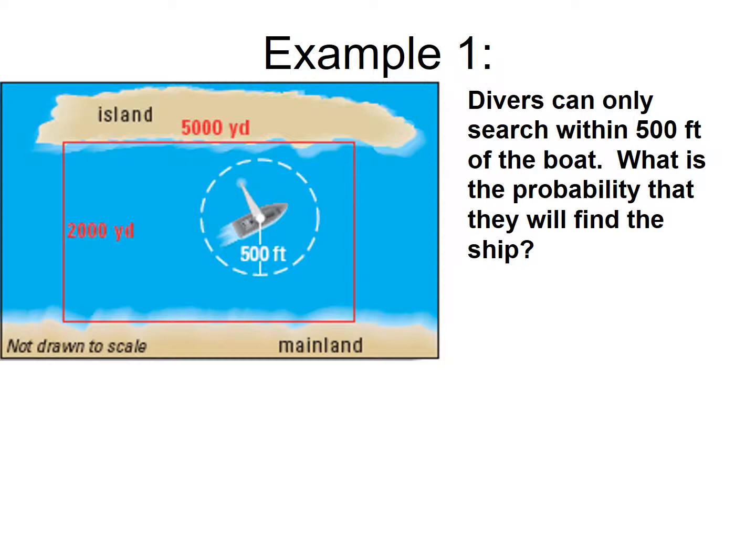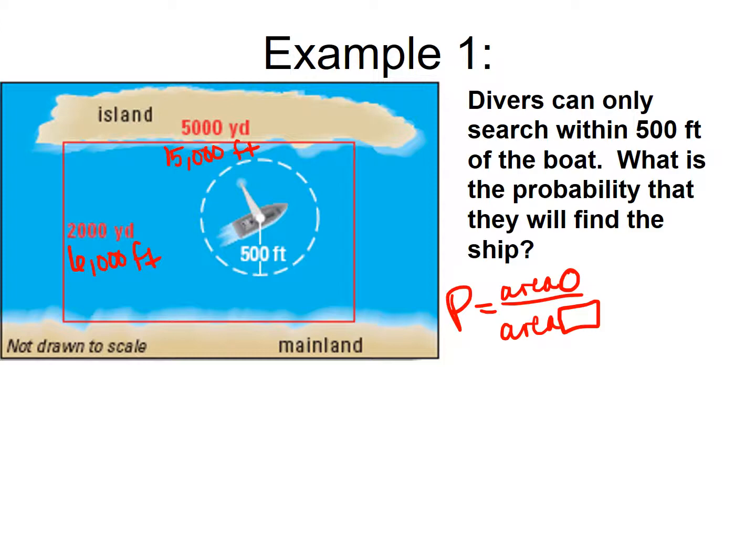So, like I said, this picture is not drawn to scale, and the units are not the same. We have yards and we have feet. It's going to be easier for me to convert yards to feet rather than this 500 feet to yards. So first off, we need to convert 2,000 yards. We multiply it by 3 to get 6,000 feet, and 5,000 yards needs to be converted to 15,000 feet. So how we're going to find the probability is the area of the circle over the area of the rectangle. And now that we have everything in the same units, that's okay.